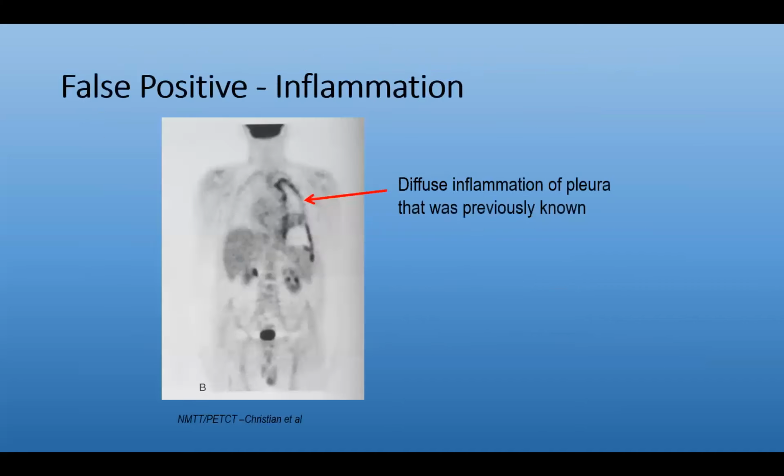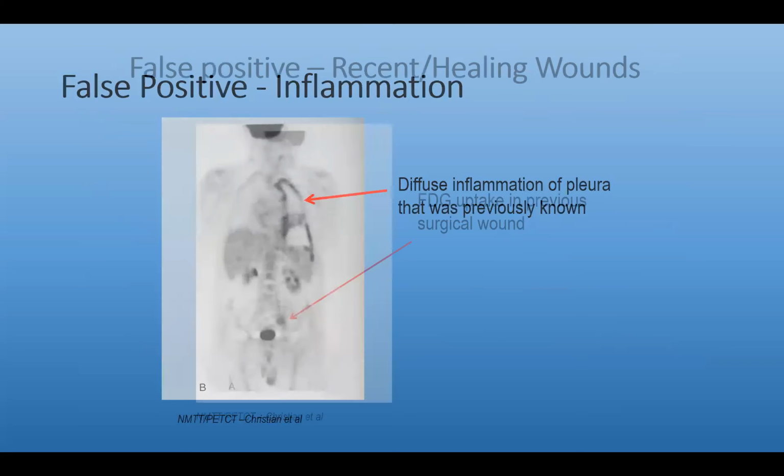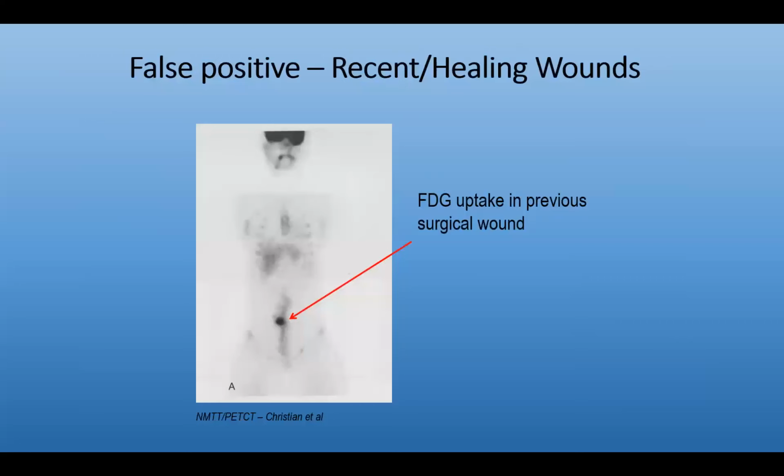Here's another example of inflammation. This patient had inflammation of the pleura, lungs, and you can see it's got quite intense uptake on the FDG study. Healing wounds. So this patient had some kind of abdominal surgery and had a PET scan shortly thereafter, and you can see this uptake in the area of the surgical wound where healing is occurring.